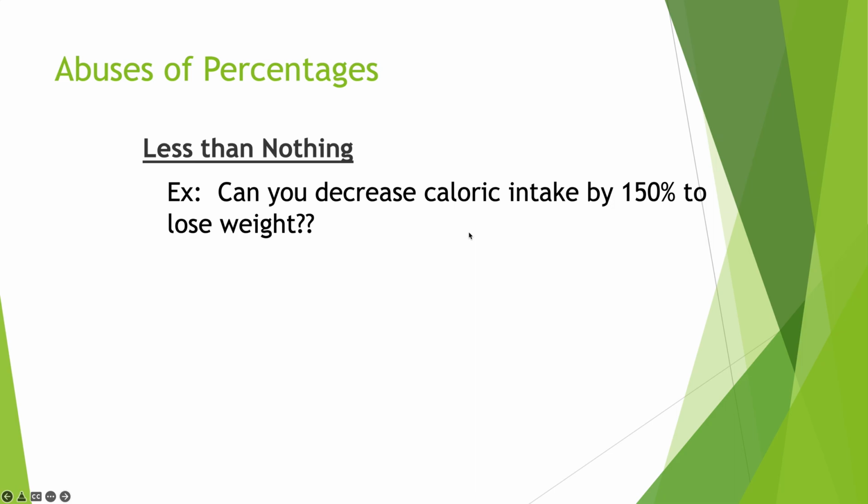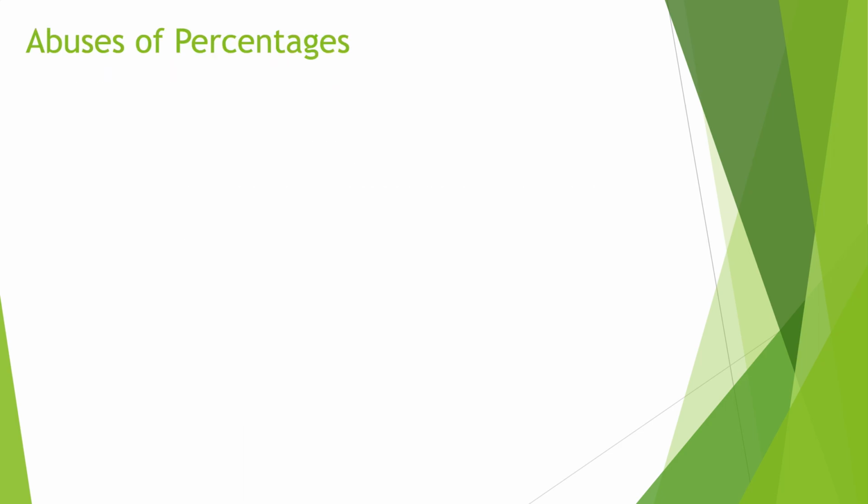Another abuse of percentages. Less than nothing. Can you decrease your caloric intake by 150% to lose weight? No, you can't decrease your caloric intake by 150%. The most you can decrease it by is 100%. 100% is your whole caloric intake. So if you decrease by 150%, you can't do that. There's only 100% to take away. You can increase by 150% if you eat like a pig, but you can't decrease.